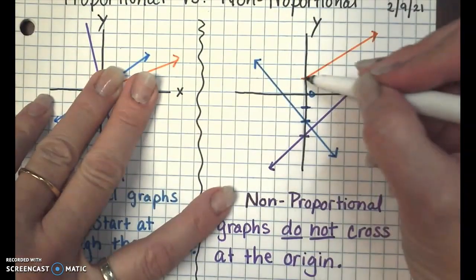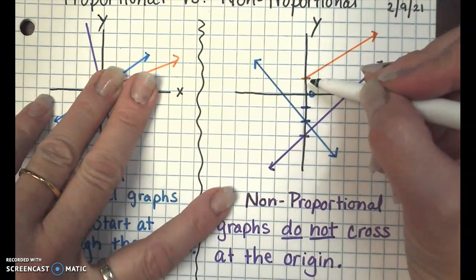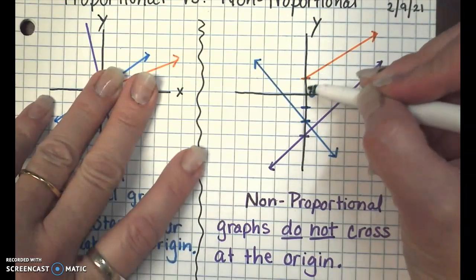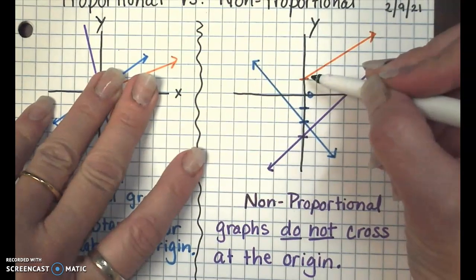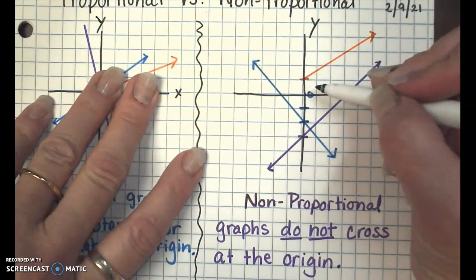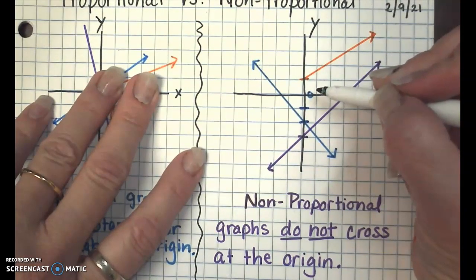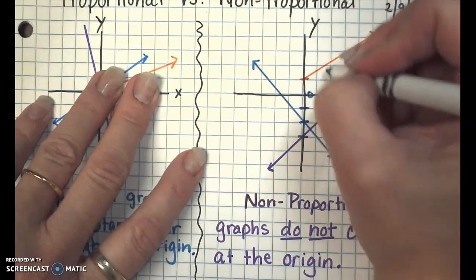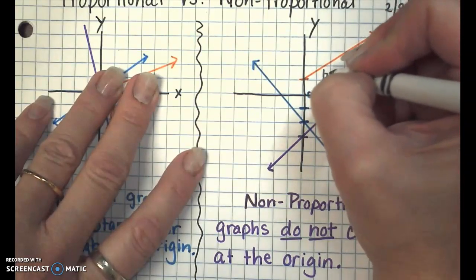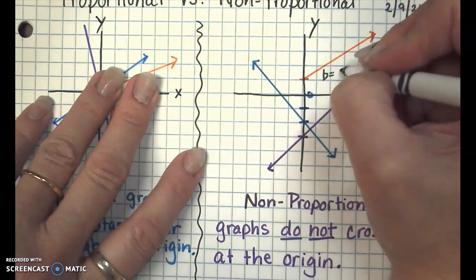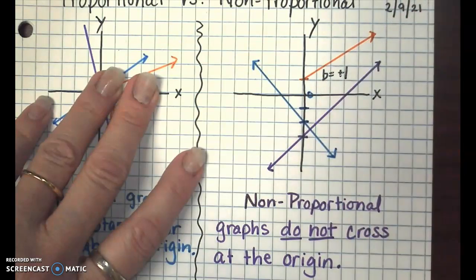We said that this orange line crosses the y-axis at positive 1, right? Yes. So, guess what? The y-intercept for the orange line is positive 1.